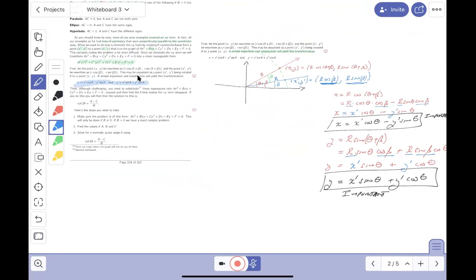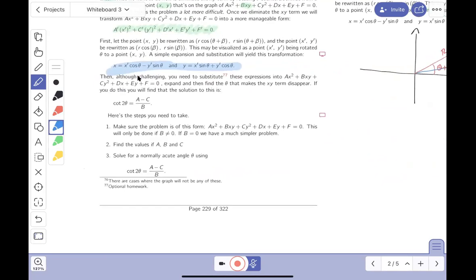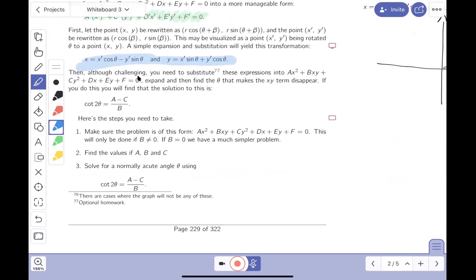All right, we've derived that X equals X prime cosine theta minus Y prime sine theta. And we've also derived that Y equals X prime sine theta plus Y prime cosine theta. We just did that. We just did a simple expansion and a substitution, and we yielded those two equations over there. Now here comes the tough part, and there's a footnote there for you. Let me read it for you. Footnote says it's optional homework.